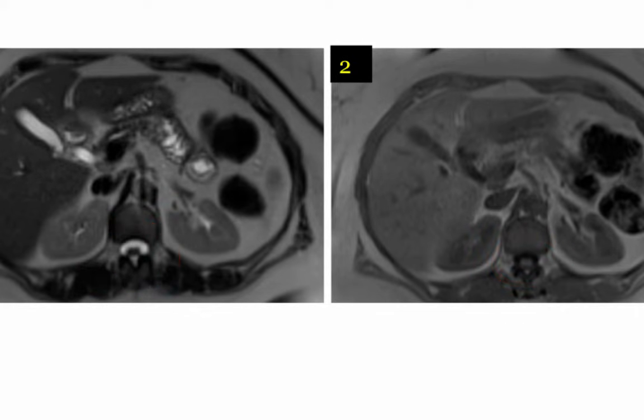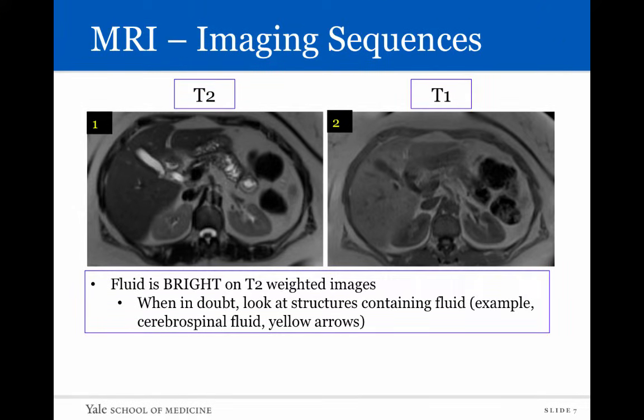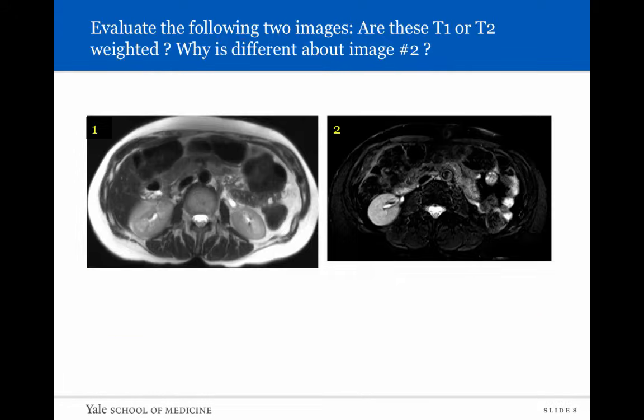It'll always appear very white or bright on T2 weighted images, hence image 1 is the T2 weighted image, and image 2 is the T1 weighted image. We can also look for other structures that contain fluid, such as the gallbladder, which contains bile, which is just simple fluid here, as well as the bowel, which contains fluid, as seen in the jejunum over here.